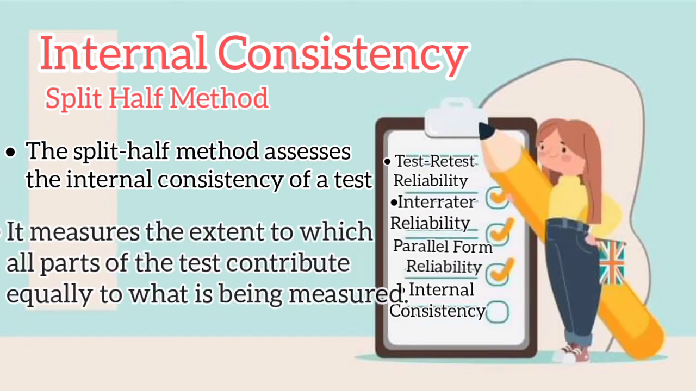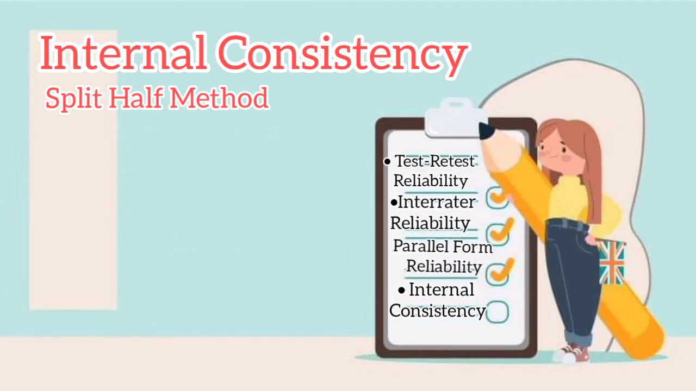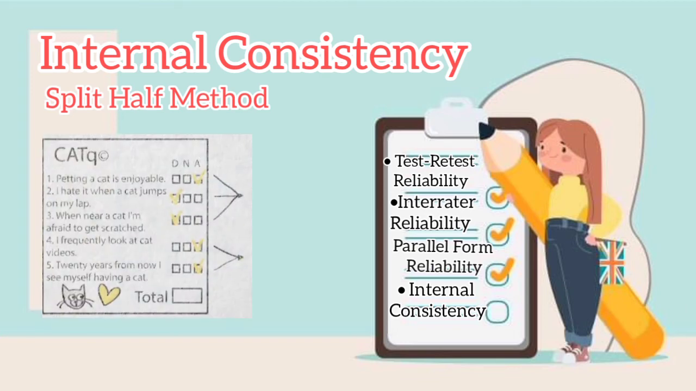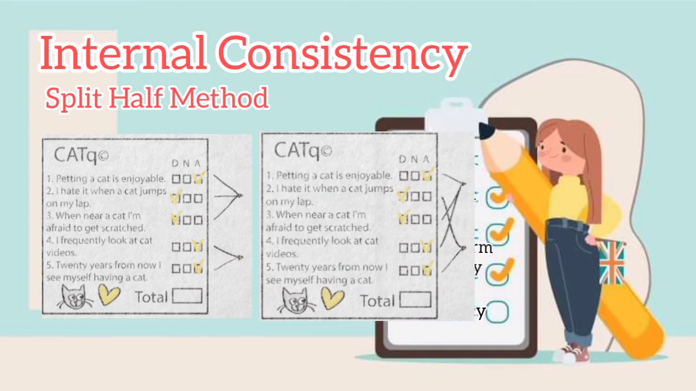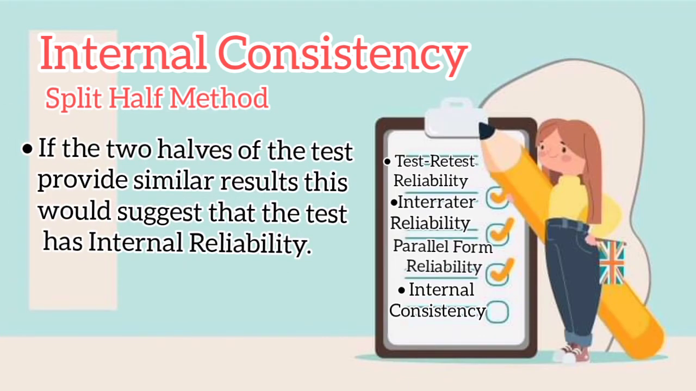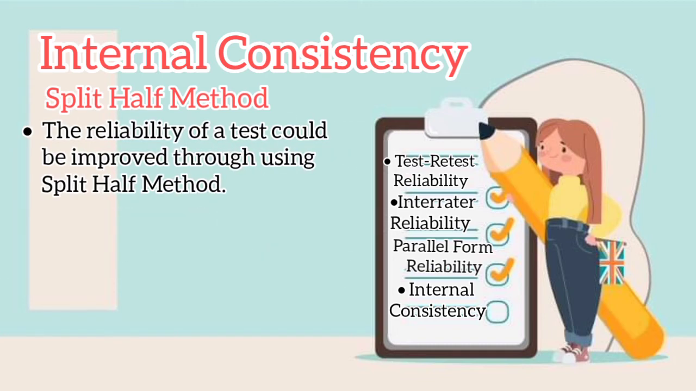A test can be split in half in several ways. Examples are the first half and second half, or by odd and even numbers. If the two halves of the test provide similar results, this would suggest that the test has internal reliability. The reliability of a test could be improved through using this method.